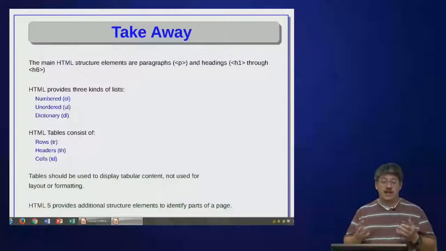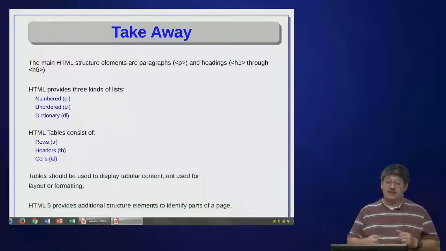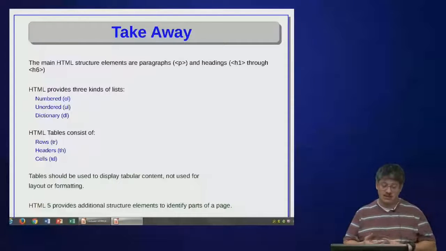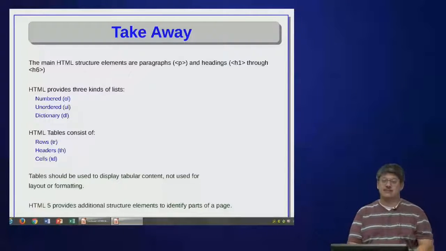HTML actually provides three kinds of lists: unordered lists, numbered lists, and dictionary lists. It also provides tables. Tables consist of rows, headers, and data cells. They should be used to display tabular content, not used for layout or formatting. We use CSS for that. Separation of content from presentation, a really key principle. And finally, HTML5 provides additional structure elements that identify the different parts of the page and what they contain.